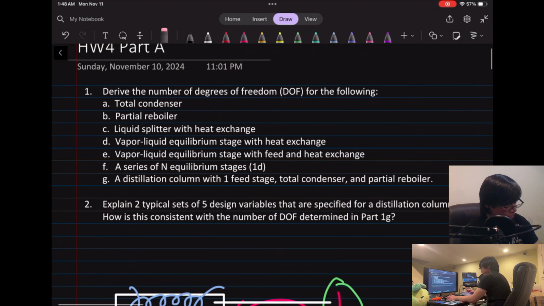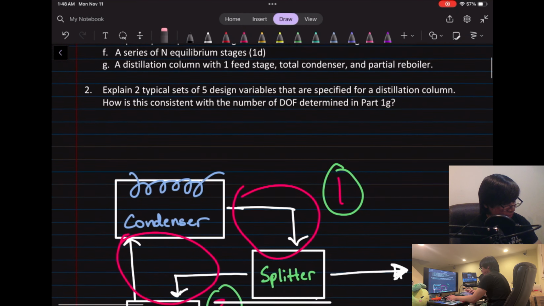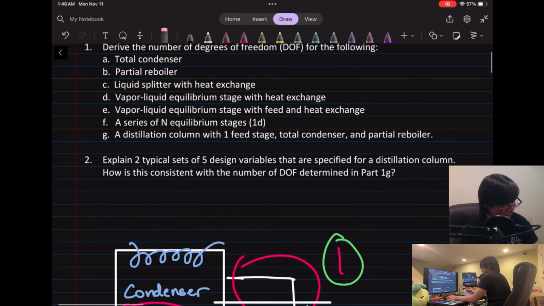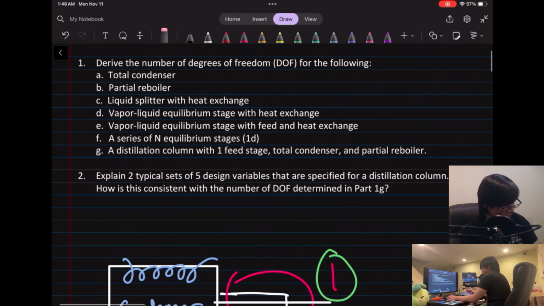I guess this last question, how is this consistent? Well, 5 degrees of freedom matches up. Honestly, that's the simplest answer.